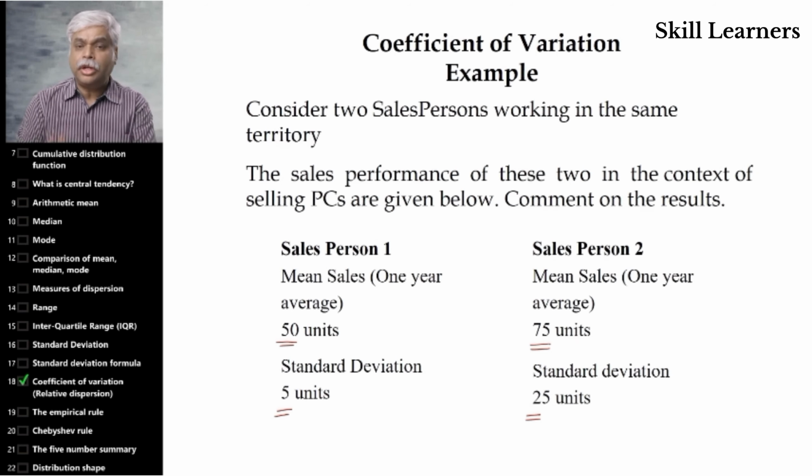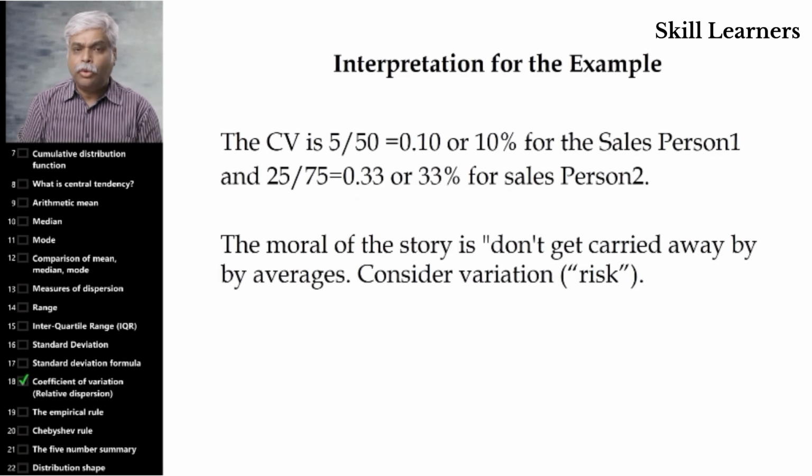In terms of averages, certainly salesperson 2 sells more than salesperson 1. In terms of variability, salesperson 1 is a lot better than salesperson 2. With salesperson 1, you know what you're going to get, compared to salesperson 2, for whom you have less knowledge of what you're going to get in a given year. The coefficient of variation for the first salesperson, standard deviation by mean, is 5 by 50, 0.1 or 10%. The same number, the coefficient of variation, is 25 by 75 or 33% for salesperson 2.